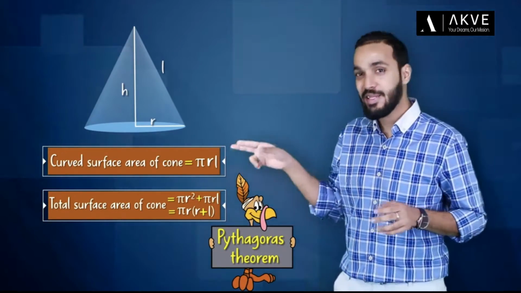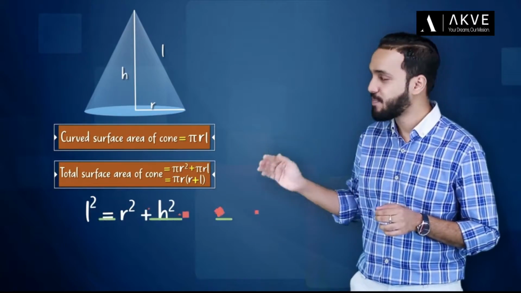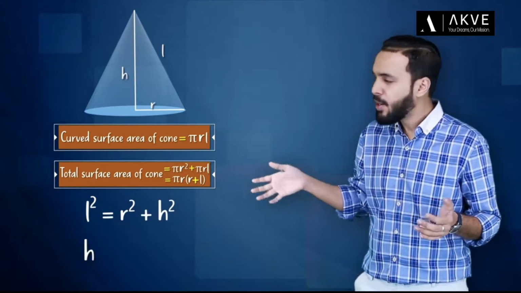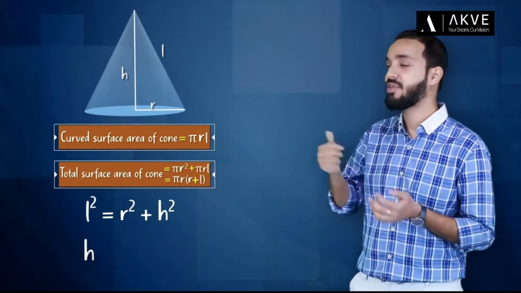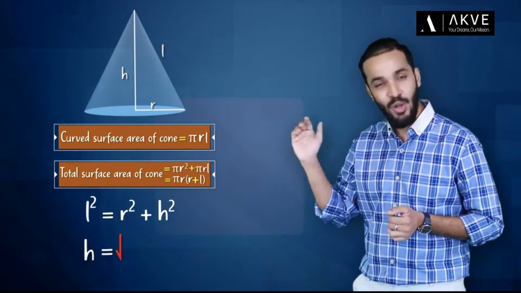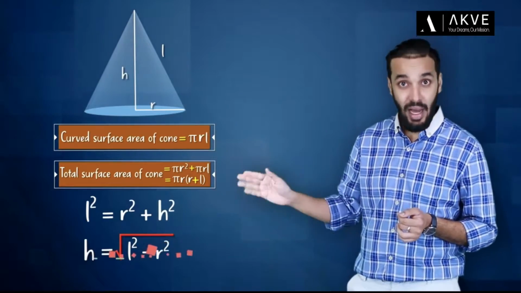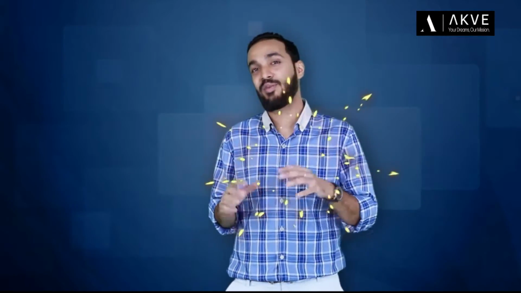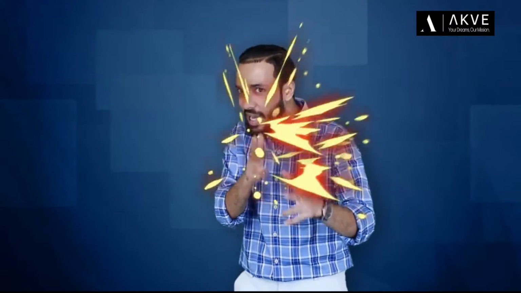Remember, L squared is equal to r squared plus h squared. Then h, which is the height or sometimes even the depth of the cone, is root over L squared minus r squared. So, now that we have armed ourselves with the required formula, let's attack the questions right away.